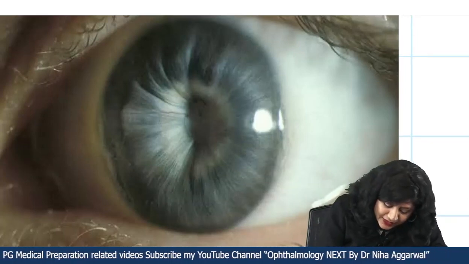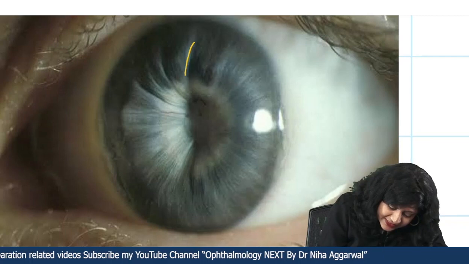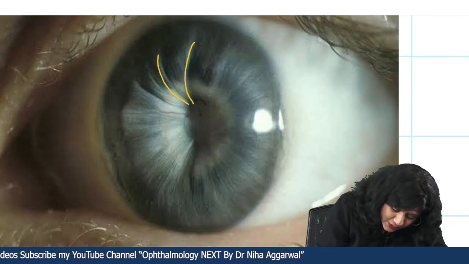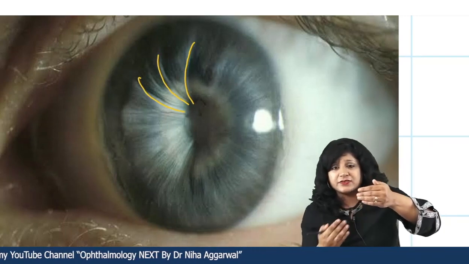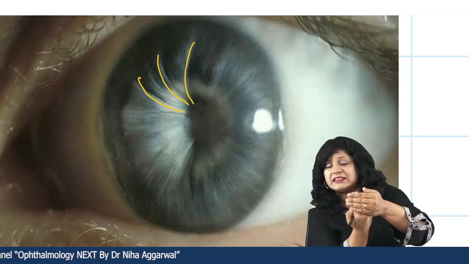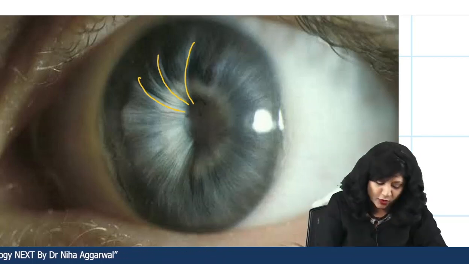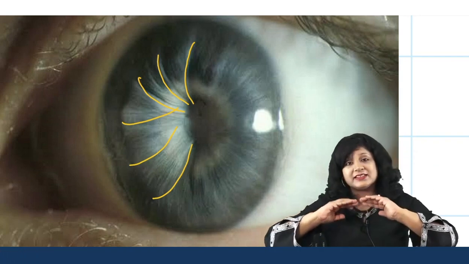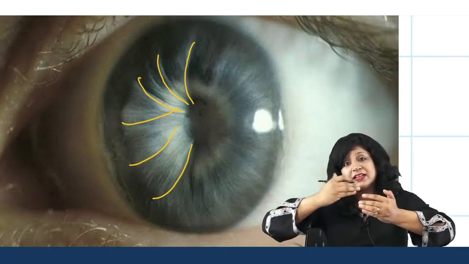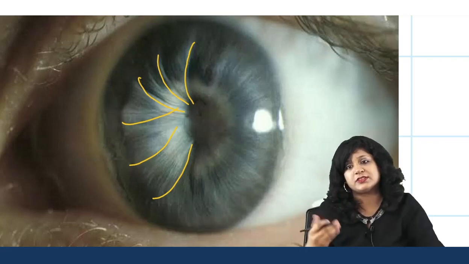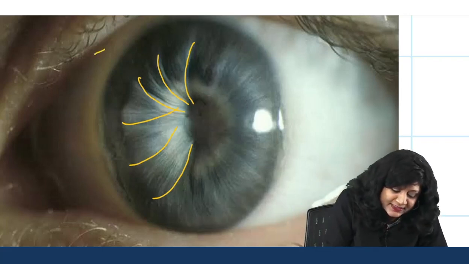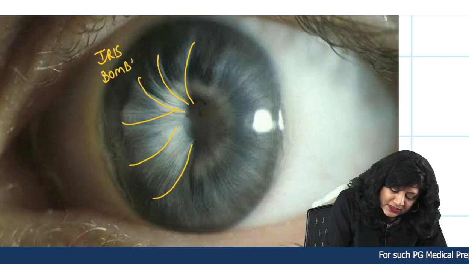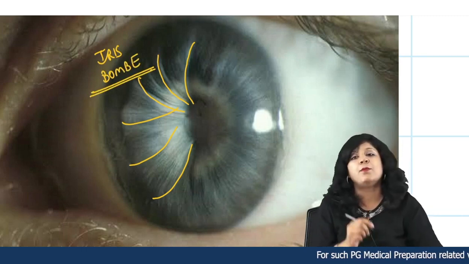Can you see this iris coming towards the cornea? It is just as if this iris has gone and stuck to the posterior surface of the cornea. Can you visualize this area? So this iris has gone and ballooned to touch the posterior surface of the cornea. This is called the iris bombé formation.